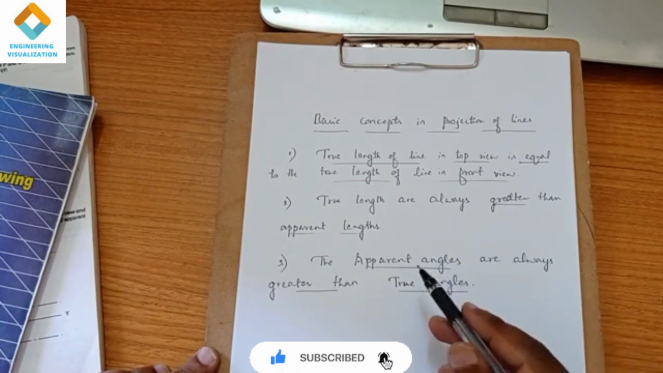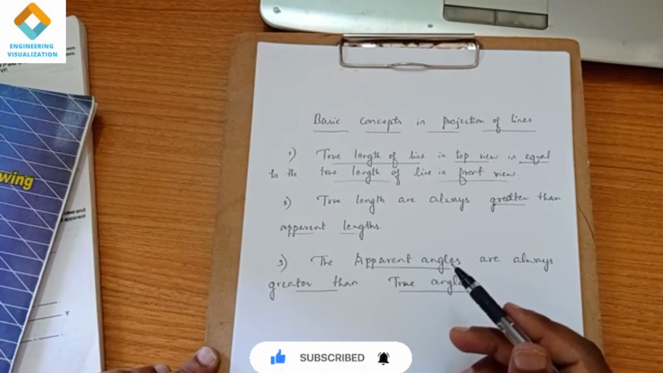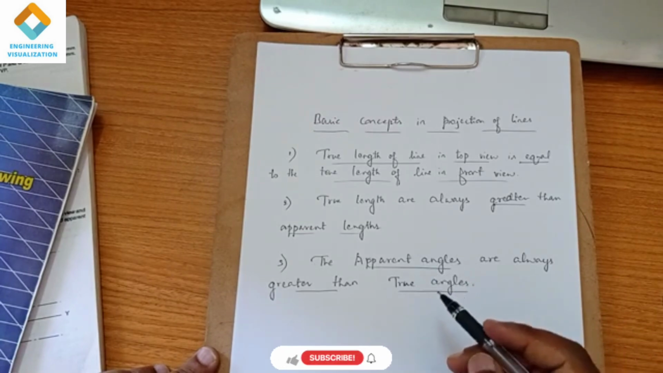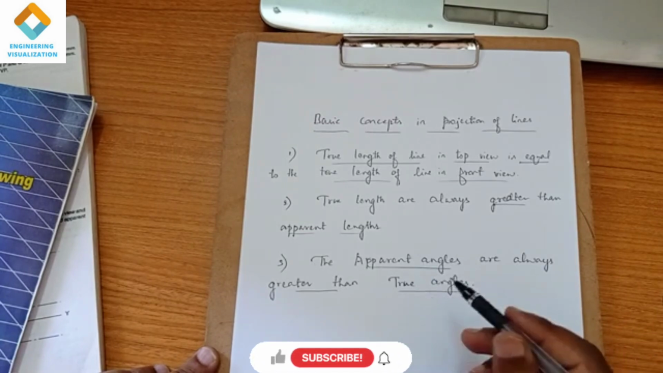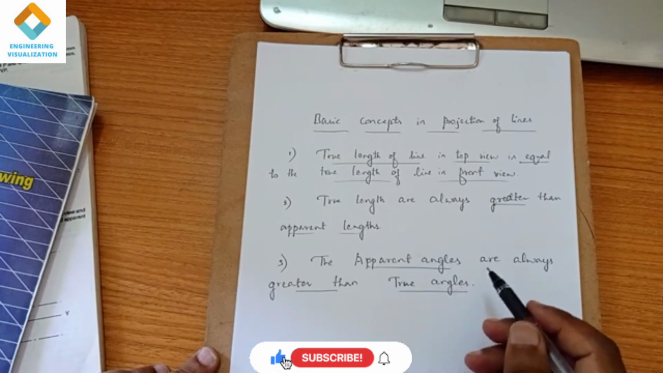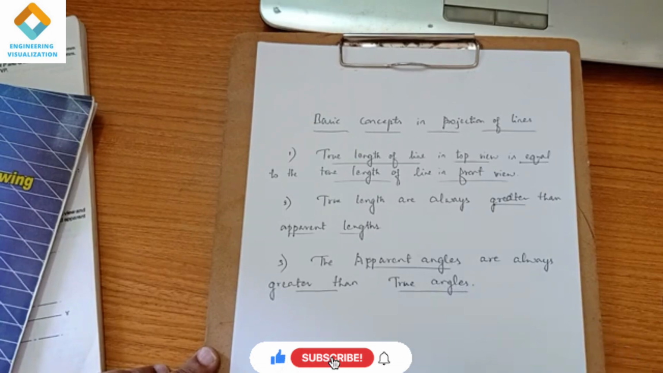The true length in the top view and the true length in the front view are always the same. Say the true length is given as 80 mm in the front view, then in the top view also the true length is exactly 80 mm. Okay, so those are the basic concepts in projection of lines.